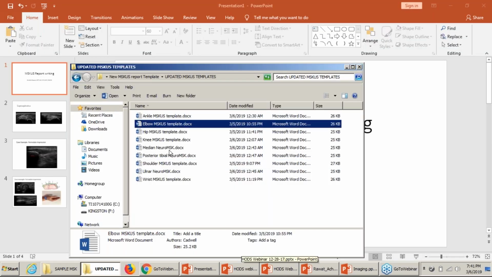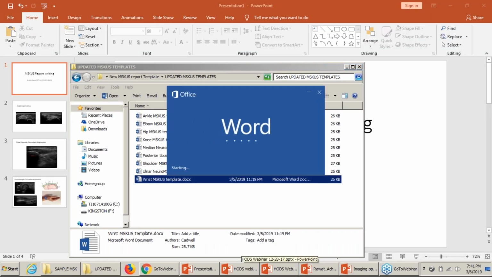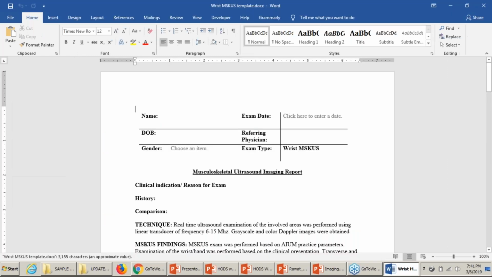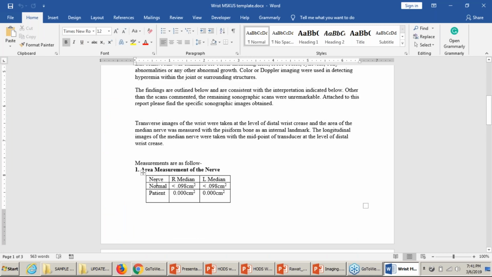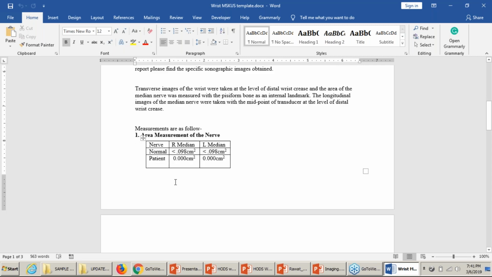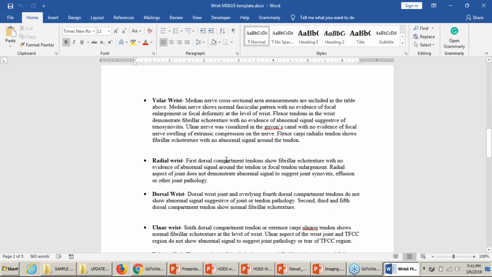Now let's go to the wrist. Again, the first page is the same. We measure the median nerve, so I have a table here where you can write the cross-sectional area measurement of the nerve. Wrist is again divided into anterior, posterior, medial, lateral. But as you know, the wrist dorsal compartments span from the radial to the ulnar side and also span the entire dorsal side. So it's a strange body part where you cannot exactly divide structures based on volar, dorsal, medial, lateral, because there are some structures like the dorsal compartments.